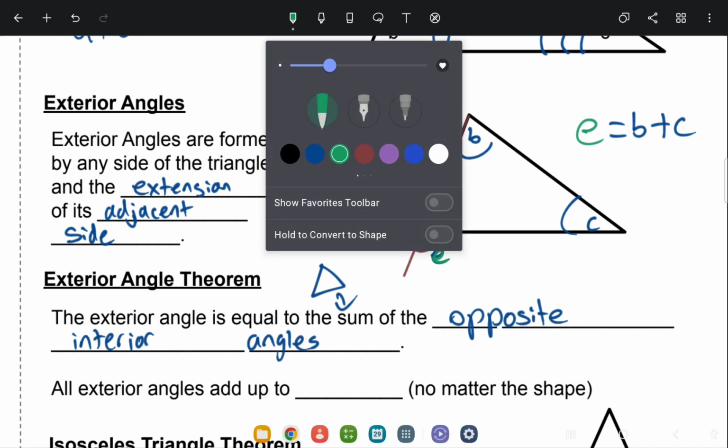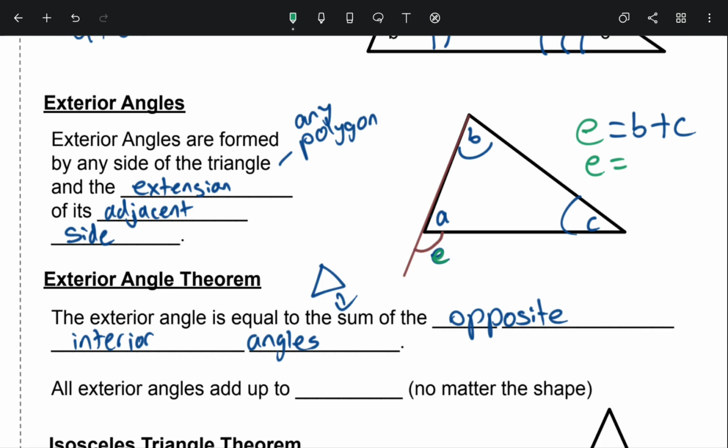E is also equal to 180 minus the interior angle it is adjacent to, in this case, A. So both of these are true for the exterior angle. Another fact about exterior angles is that all of them, no matter the shape, will add up to 360 degrees. So that is exterior angles.